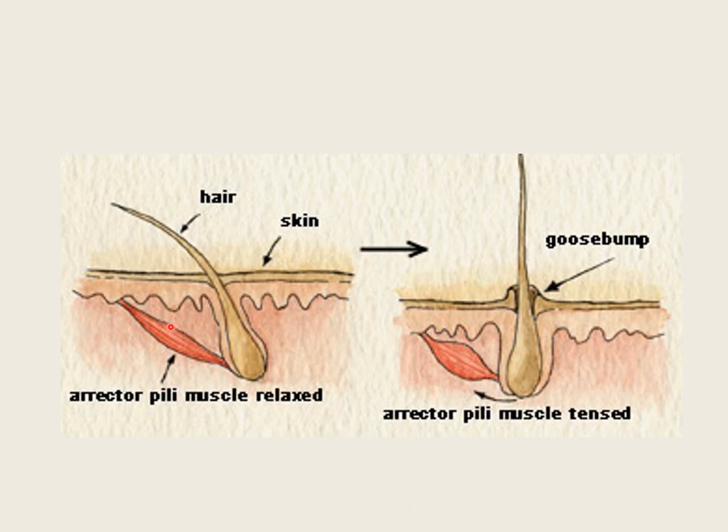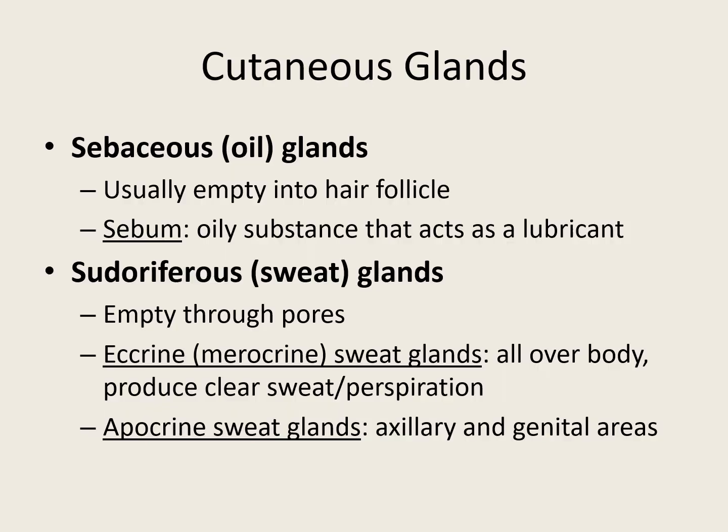You can see here where it is relaxed, the hair is down, and then once it contracts, it pulls it up. Part of that is when you're frightened. You might wonder, if I'm startled, why do I get goosebumps? It makes you look bigger. If you have a cat, you're probably familiar with this: when your cat gets startled, it looks all fluffy and bigger. It's a survival mechanism.